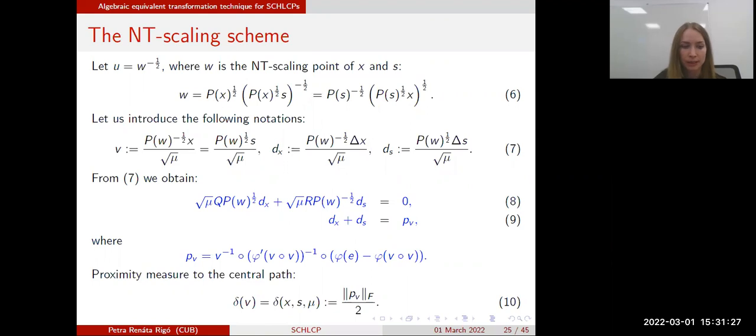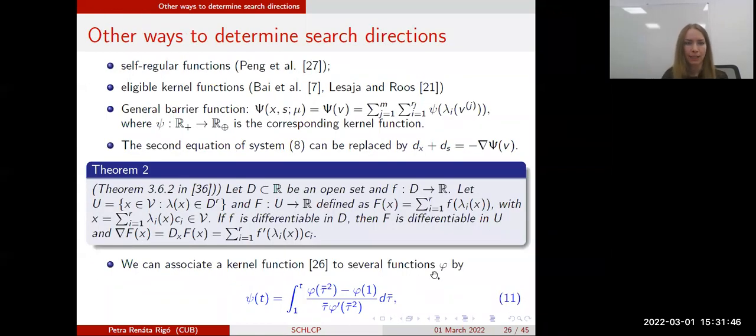We also need a proximity measure to the central path. So usually we measure the distance from the central path by using these proximity measures. In this case, we will use the following: we take the Frobenius norm of PV over 2. And I also talked about other ways to determine search direction. There are several algorithms that use, for instance, kernel or barrier based approaches, or Peng and Terlaky introduced the self-regular functions, and they dealt with long step interior point algorithms.